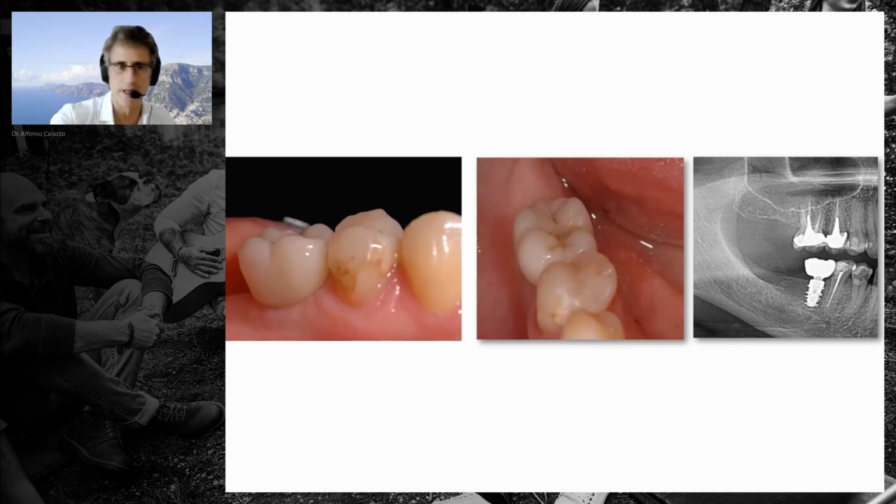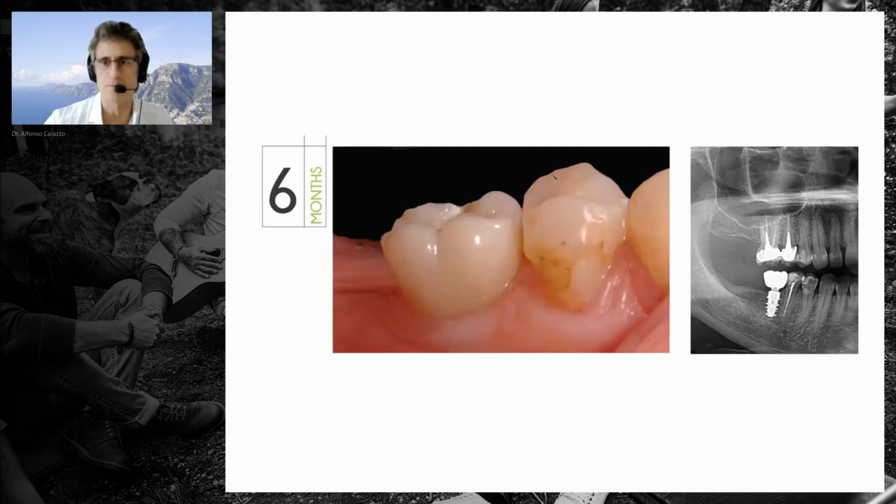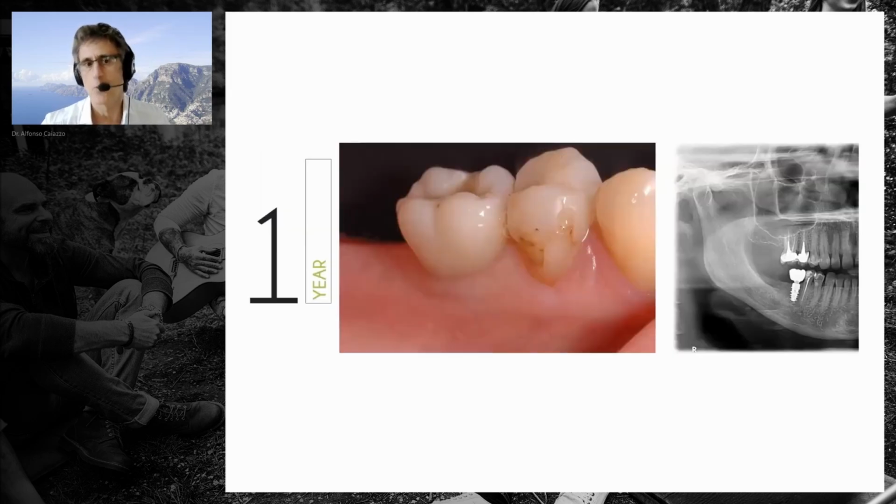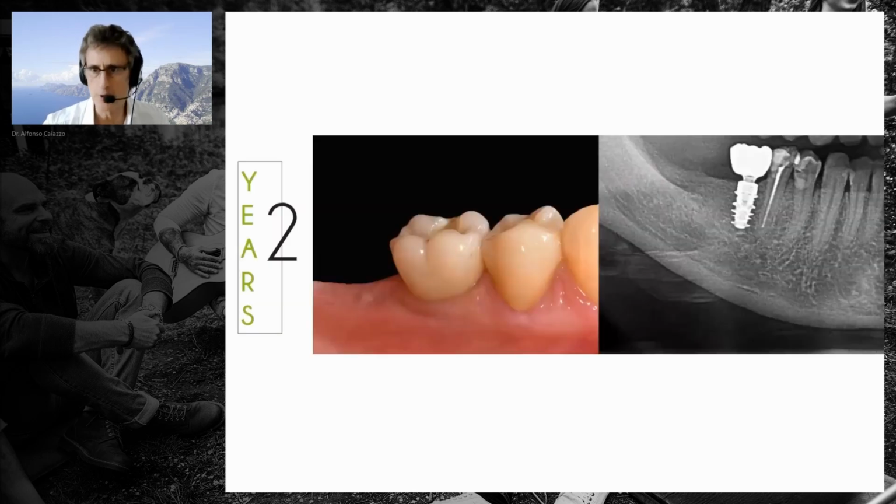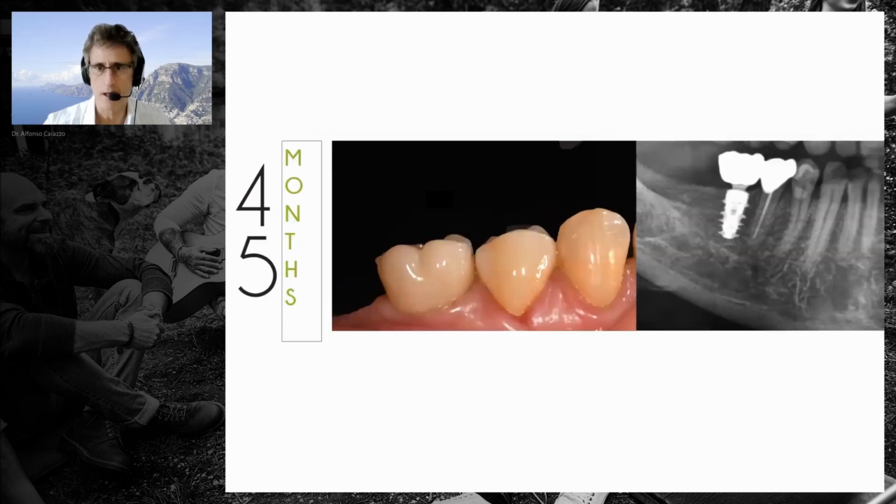And I followed this case along the line, and at 6 months it was stable in soft and hard tissues. At 1 year, still stable, perfect, happy. At 2 years, stable. I haven't lost any bone. So I don't see any early bone loss here. So there is no predictor for peri-implant pathology after 2 years. And after 45 months, we're still stable, exactly the same.